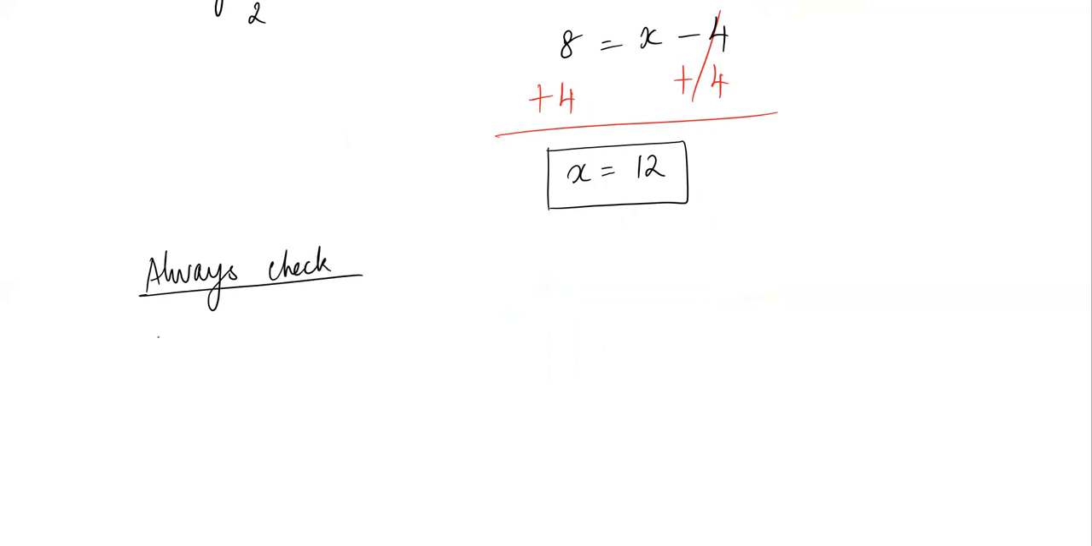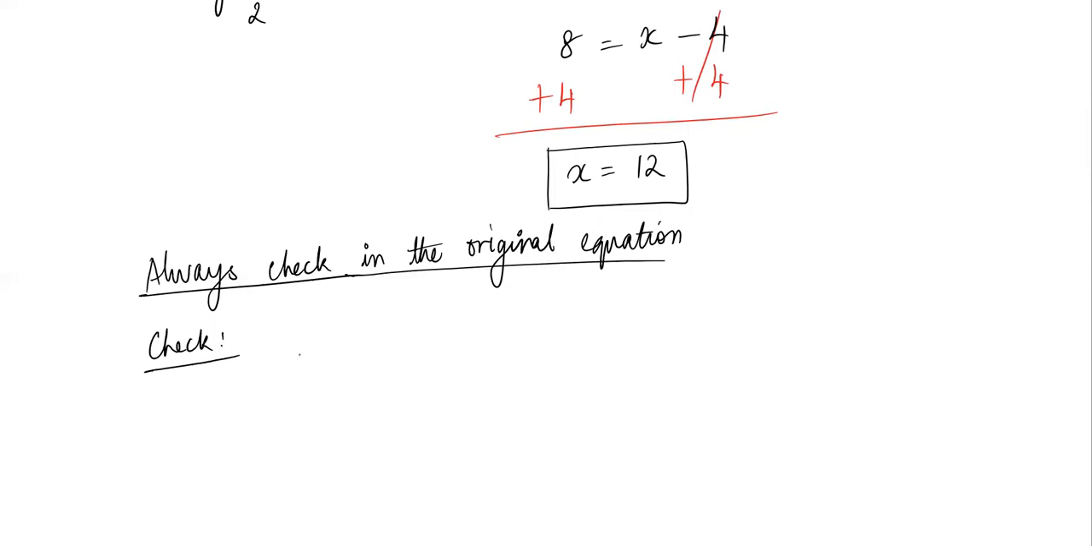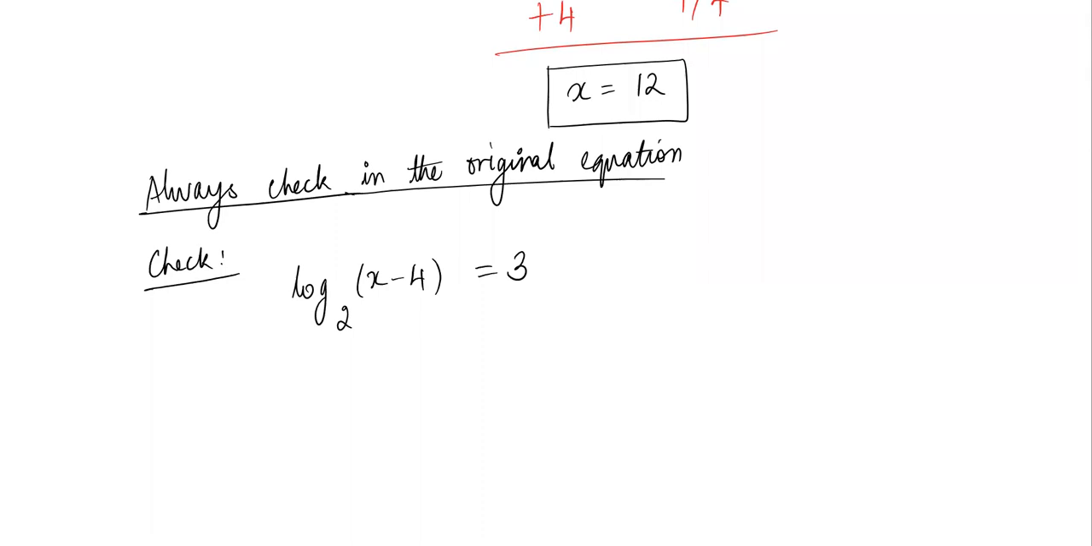And then let's perform the check. You always check in the original equation. Let me write that as well. Because we did not tamper with the original equation, it is the best place to check. Okay, log of x minus 4 to the base 2 equals 3. This was the original equation, and I'm going to plug in 12 for x.